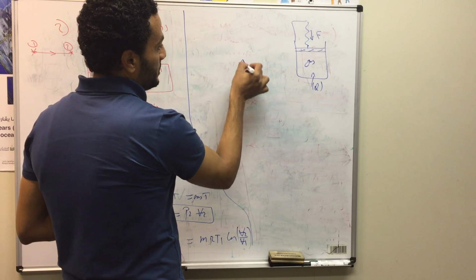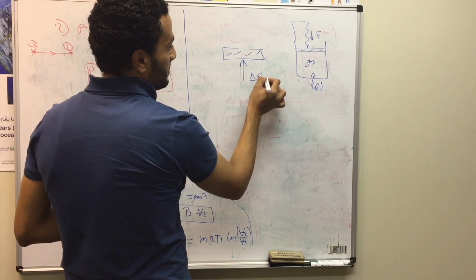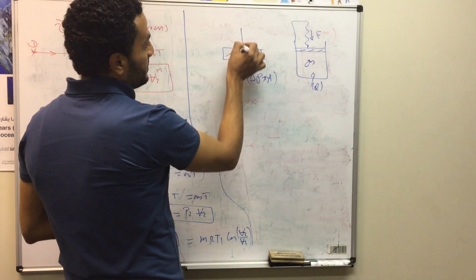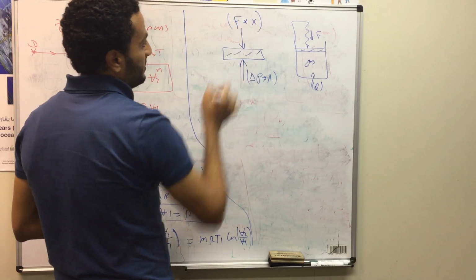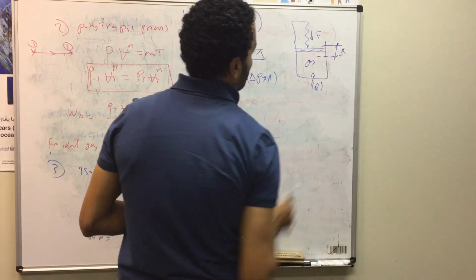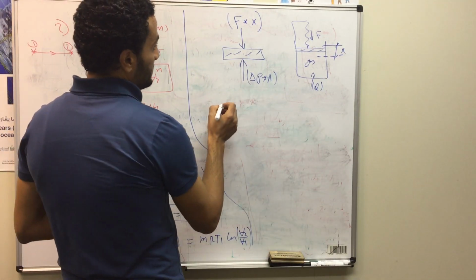So the rise in pressure, let's say this is the piston. The rise in this pressure, delta P multiplied by area, which is the pressure force, will be resisted by the linear spring force, which is equal to force multiplied by the moved distance x. So if this piston is moving a distance x, this will be the balance.